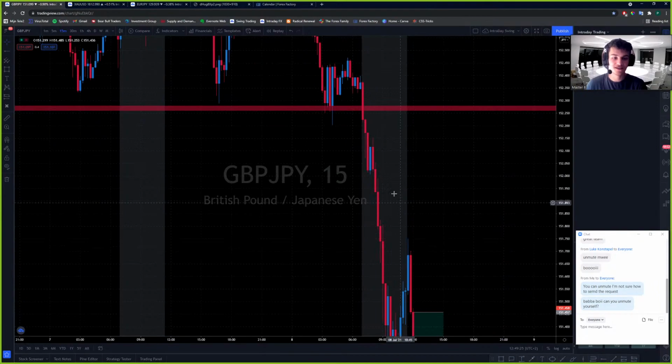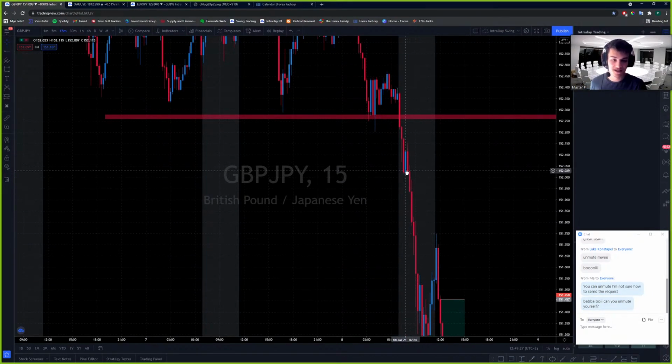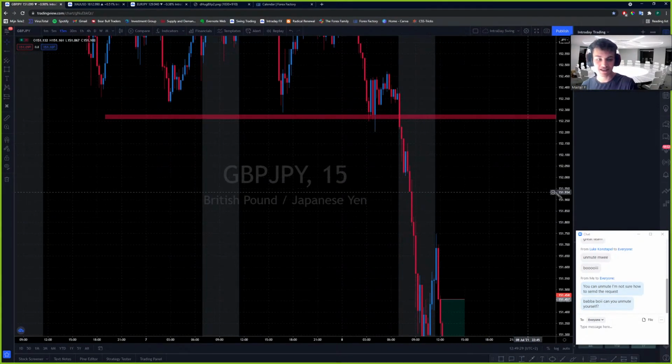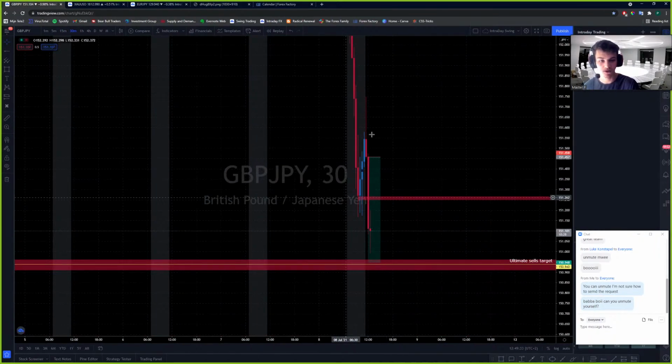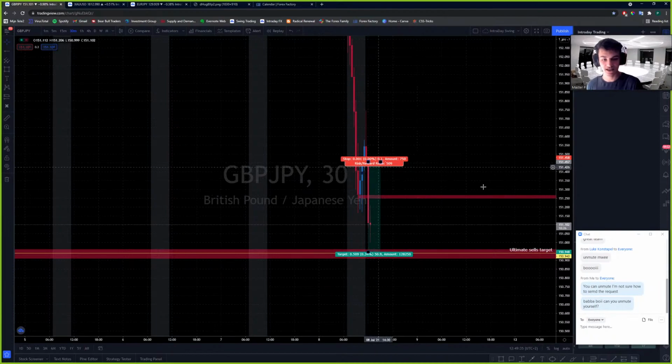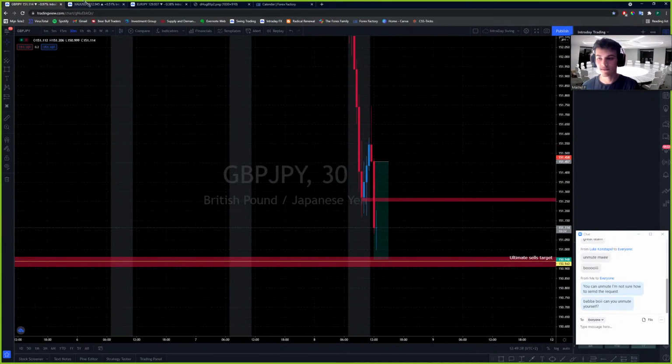That was a mad move. Yeah, that's why I wasn't comfortable taking these sells in London. But then on the 30-minute right now, we got this sick pullback, so I took these sells on the 30-minute. I have to go again.